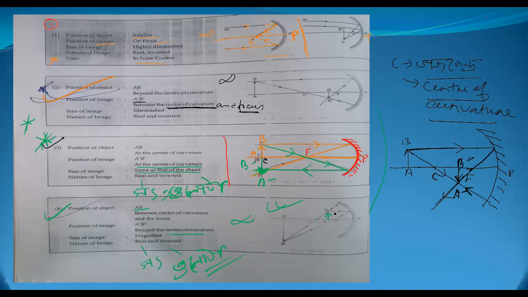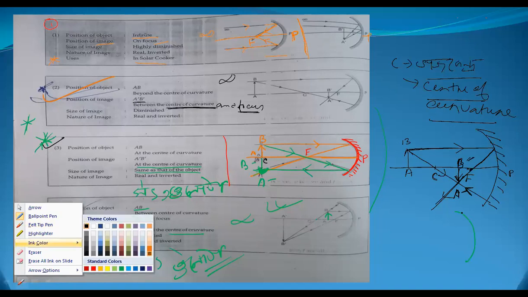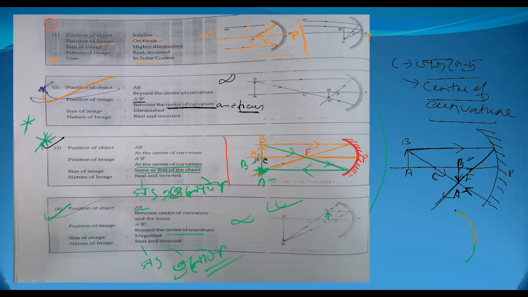Let me draw. Suppose see this one, I'm going to draw now. You can draw later on. Now this is your focus. This is your center of curvature. Now the object is here, in between, AB. Now see here, the ray which is coming parallel to the principal axis, after striking it will pass through the focus. Clear? Now see the next one.